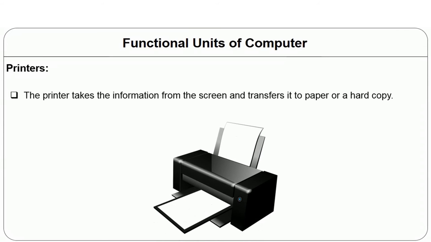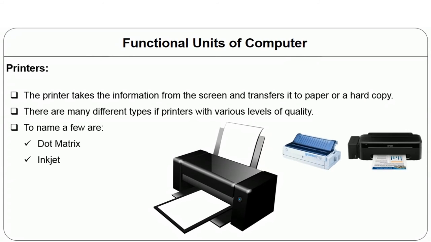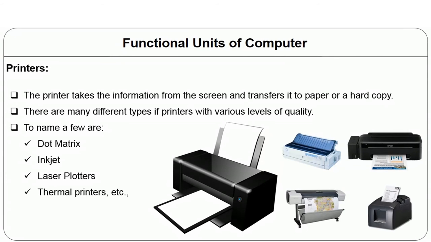Printers. The printer takes the information from the screen and transfers it to paper, or a hard copy. There are many different types of printers with various levels of quality. To name a few: dot matrix, inkjet, laser, plotters, thermal printers, etc.